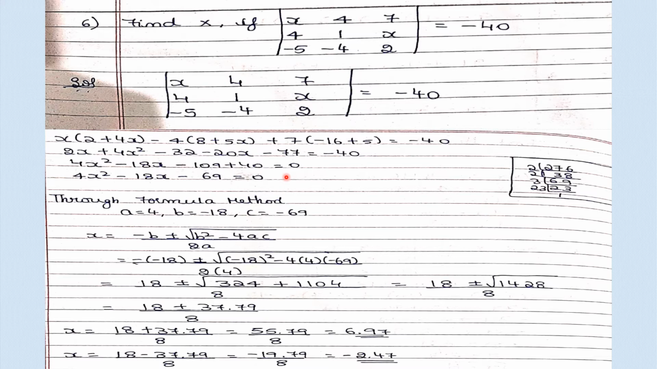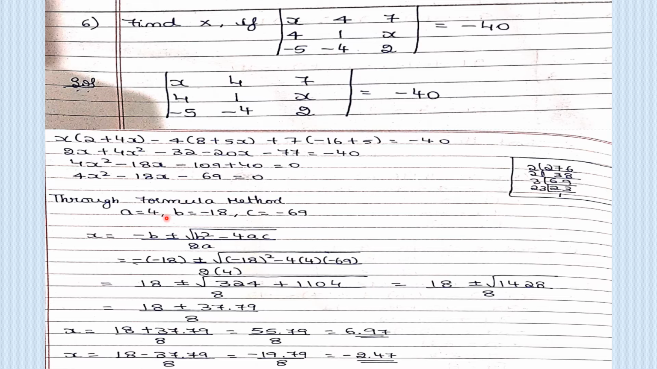So this can be solved in two methods. The formula method is easy and you can go with the formula method. If you go with the formula method, this 4x square will become a, so a will be 4, and this will become b. b is equal to minus 18, and this will become c. c is equal to minus 69.